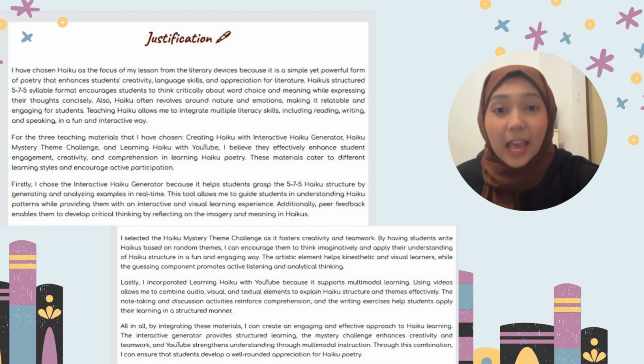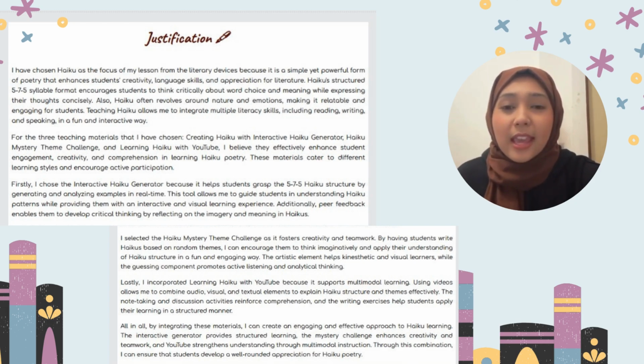Okay, the next one is the Haiku Mystery Theme Challenge activity that I chose. I chose that activity because it fosters creativity and teamwork. So by having the students write haikus based on random themes that they chose, I believe that it can encourage the students to think imaginatively and apply their understanding of haiku structure in a fun and engaging way together as a team. So the artistic element helps kinesthetic and visual learners, while the guessing component promotes active listening and analytical thinking among students.